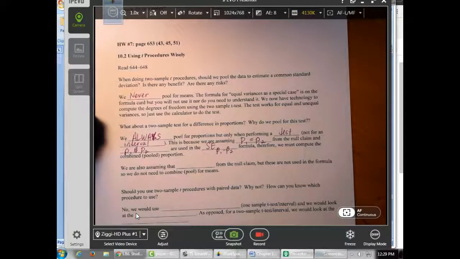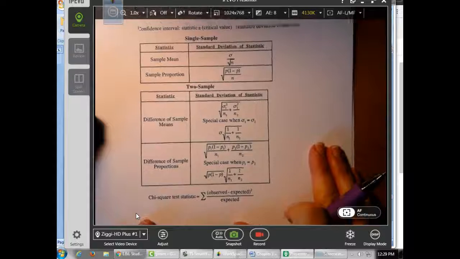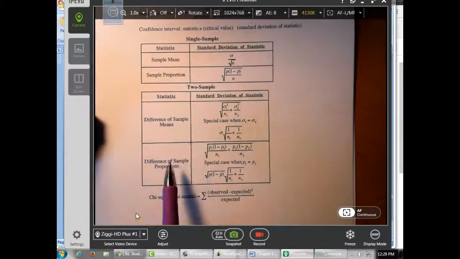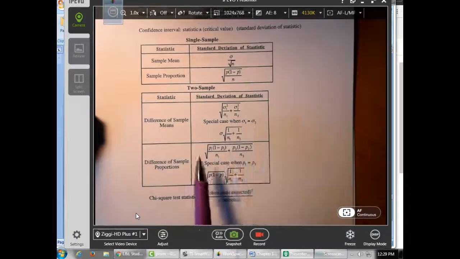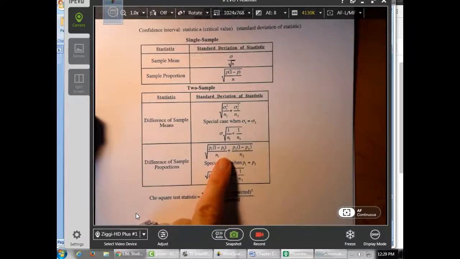And here's the bigger picture. When I use the formula, like this is our formula card, for two sample, isn't this what we're talking about when we're talking about the standard error? Do you see P sub 1 and P sub 2 are both in this formula? So when we are assuming P sub 1 equals P sub 2, we have to adjust this and use the combined proportions here. And I'll show you what that means in just a second.